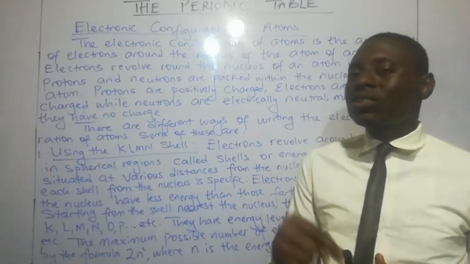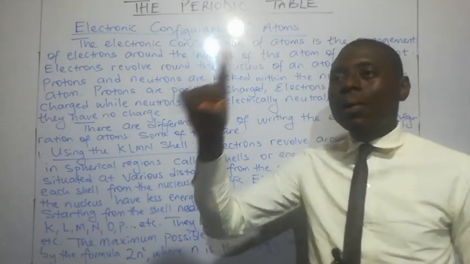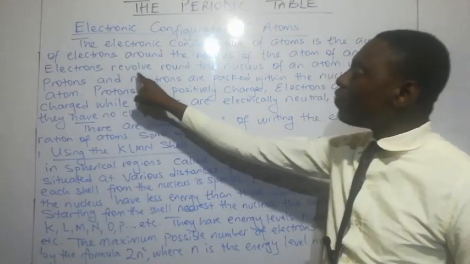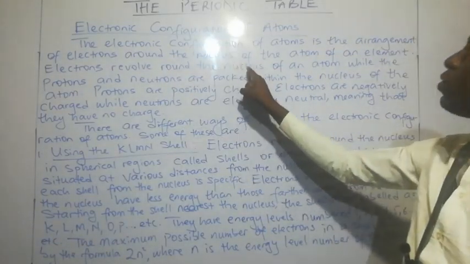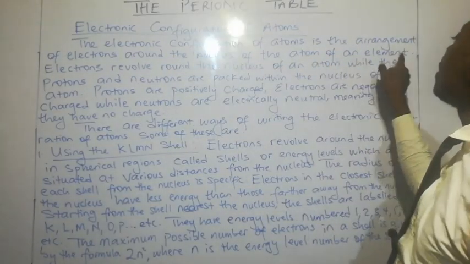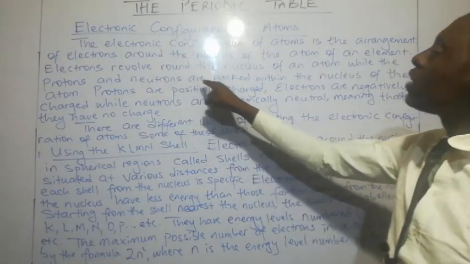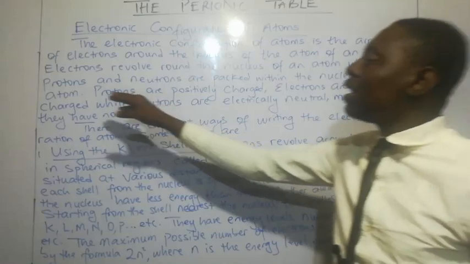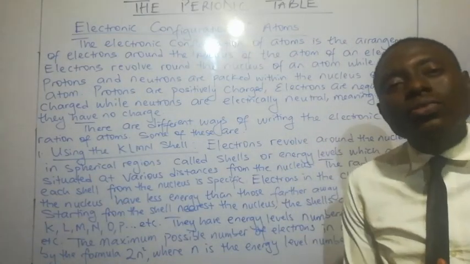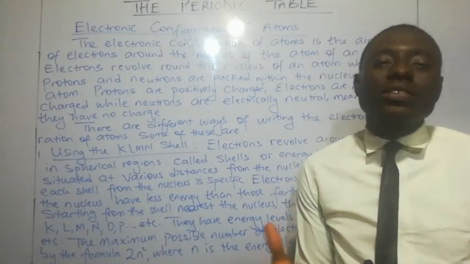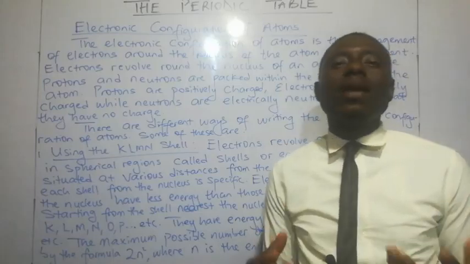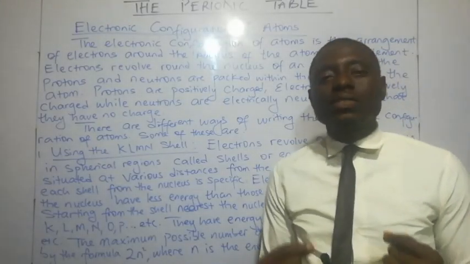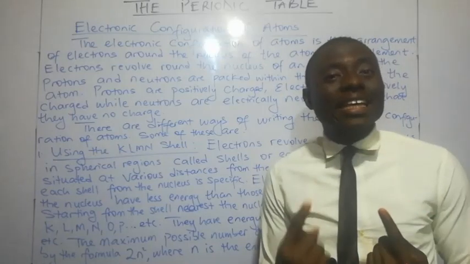But the electrons are not inside the nucleus. The electrons are moving around the nucleus. So electrons revolve around the nucleus of an atom while the protons and neutrons are packed within the nucleus of the atom. Now, the protons are positively charged, meaning that they have a positive charge. The electrons are negatively charged, meaning that they have a negative charge.